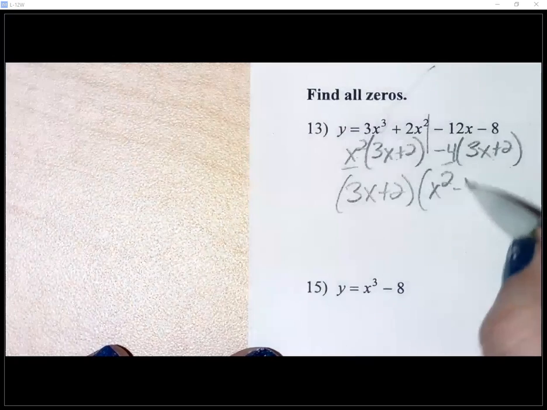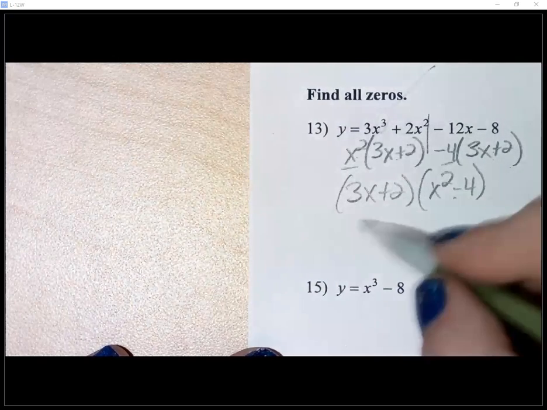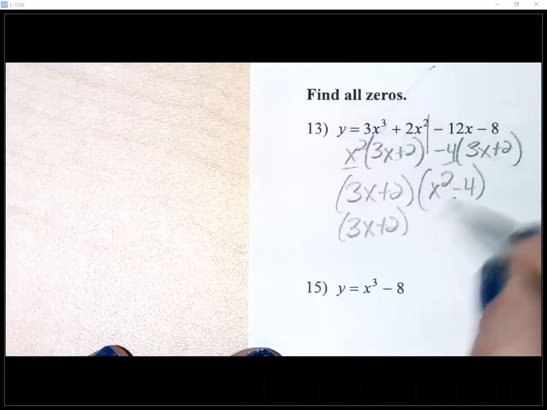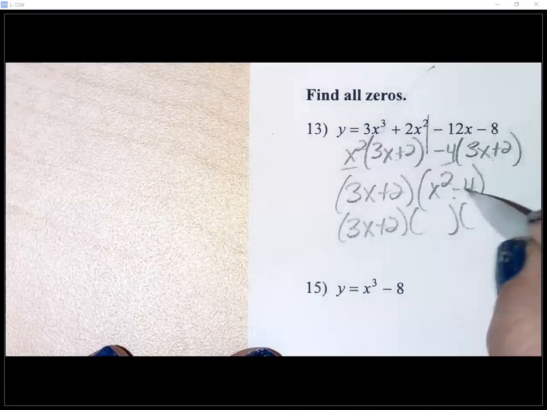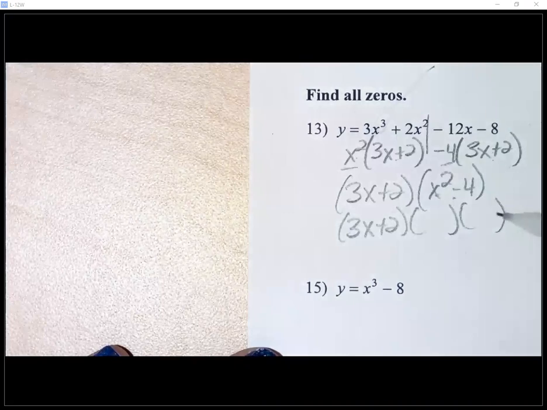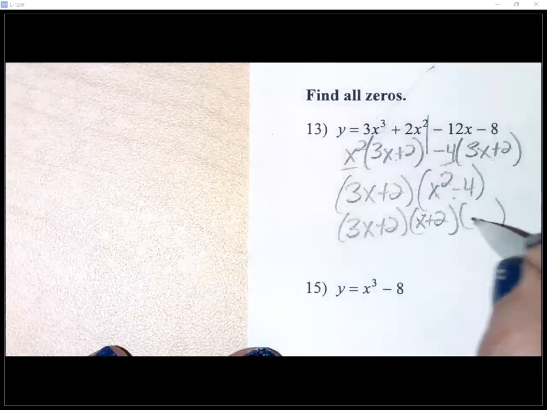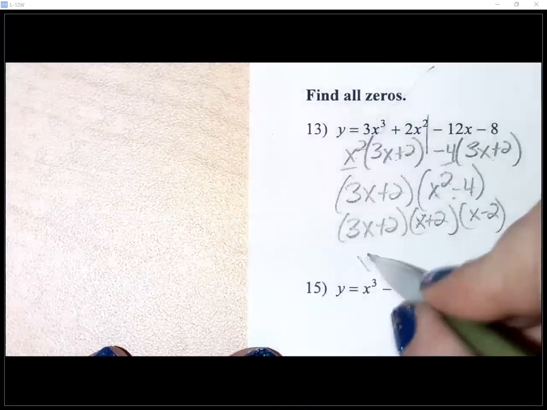And then, didn't we do this one in class yesterday or Friday? I feel like we did. I don't know. Because this one now splits, right? Because that's the difference of two perfect squares. What's that one split into? X plus 2, x minus 2. So now I can get my three answers.